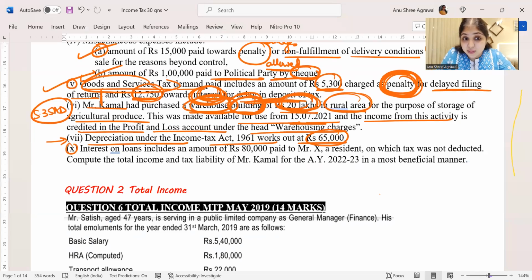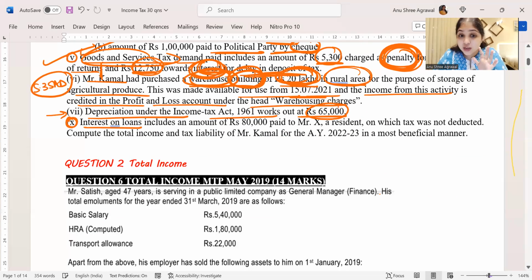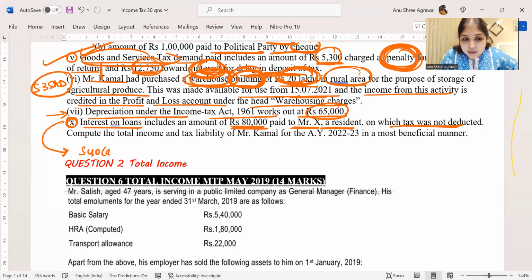Now listen to this adjustment. Very important, okay? Interest on loan. Remember, we had interest on loan over here, 2,51,250. Interest on loan includes an amount of 80,000 rupees paid to Mr. X, a resident, on which tax was not deducted. Guys, they are saying that we have paid interest without deducting tax. Immediately, which section comes to your mind? Section 40A1 and section 40A1A. These are the sections which talk about non-deduction and non-payment of TDS.